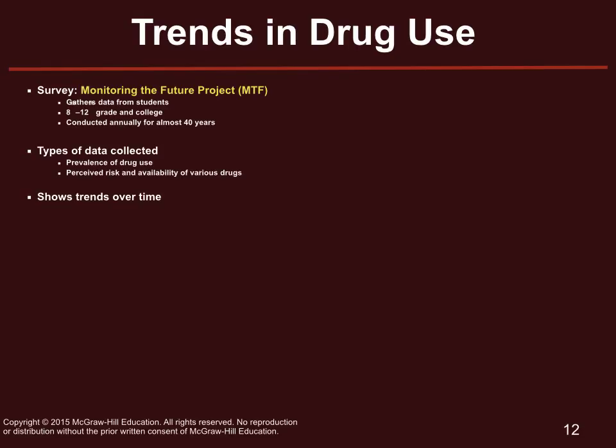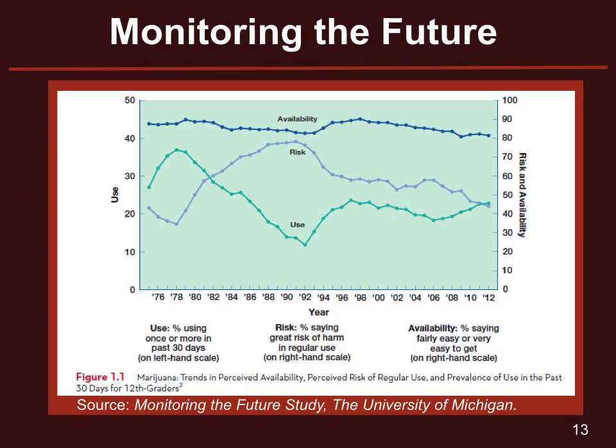And what we're going to see is that it starts to show some trends over time. So if we take a look at this slide, we're looking at perceived availability of marijuana on that top blue line. So if we look at the data from 1976 to 2012, we really don't see much change in that perceived availability. What we do see are some pretty broad swings in perceptions of risk and the number of users. So if we look at that time period between 1990 and 1992, we see that the perceived risk of marijuana use has risen pretty steeply, and that the actual reported rate of use has dropped in a corresponding fashion.